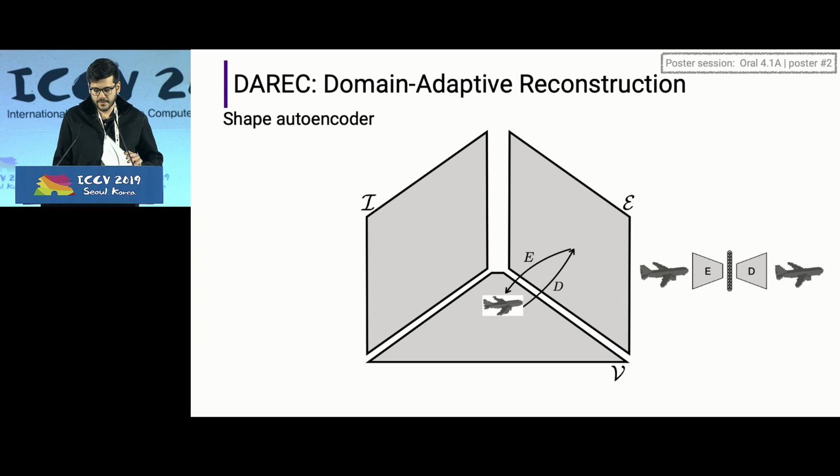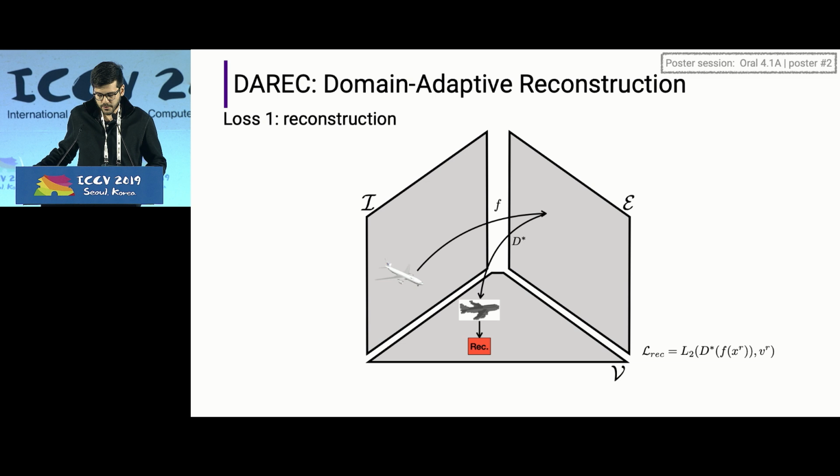The second loss is responsible for imposing domain confusion between natural and rendered images. We want the features in F to be as indistinguishable as possible with respect to which domain the images come from, either natural or synthetic. To achieve this, we use a discriminator that is trained to separate the two domains, while at the same time the features F are trained to maximize the domain confusion.